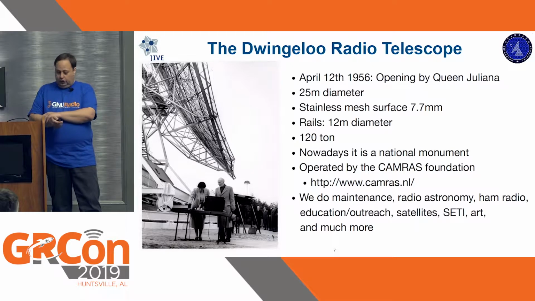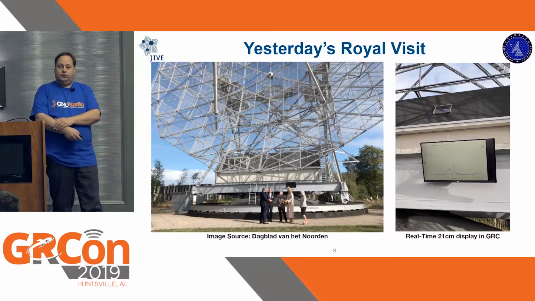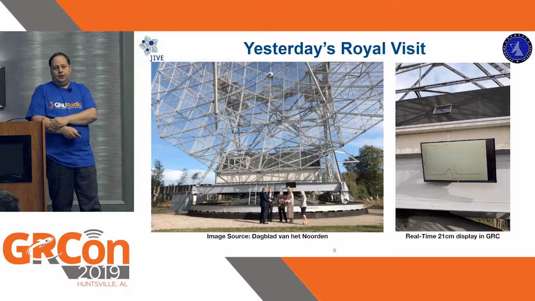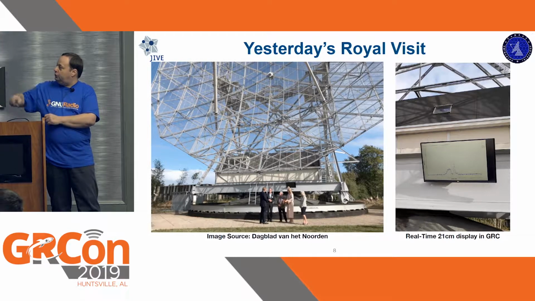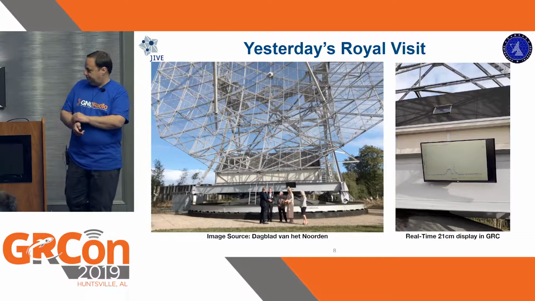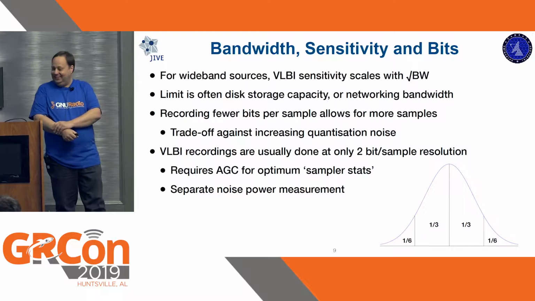On the left, you see the official opening in 1956 by Queen Juliana of the Netherlands. And I couldn't resist this. This is yesterday. This is actually our queen and our king, and in between those two, two of our volunteers. They visited yesterday. And what you see on the right-hand side is what we showed them, a GNU Radio plot in real time of the galactic hydrogen line at 21 centimeters. Yeah. Well, I see there's more royalists here.